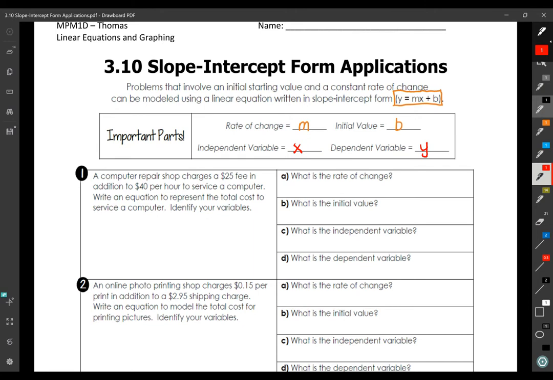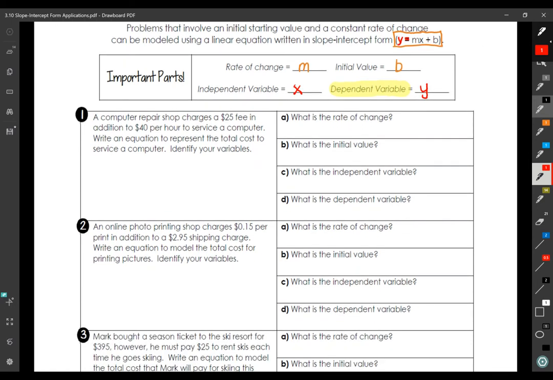Your equation will always be written with your dependent variable as the subject of the equation, so meaning y is always isolated. Okay. Let's read question 1 and see how we do with it. A computer repair shop charges a $25 fee in addition to $40 per hour to service a computer. Write an equation to represent the total cost to service a computer and identify your variables.